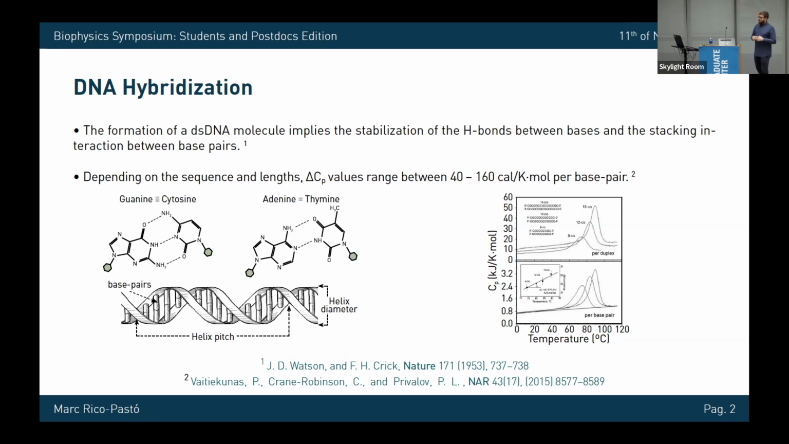place. It is also important to note that bulk experiments have demonstrated that this process presents a heat capacity change different from zero. In particular, depending on the length and sequence of the molecules studied, the value of this heat capacity change ranges from 40 to 160 calories per Kelvin per mole per base pair.